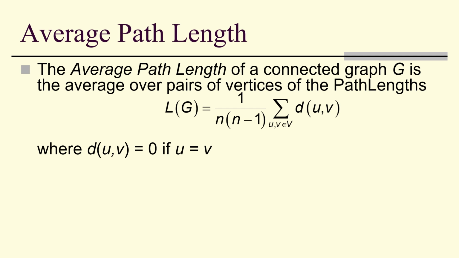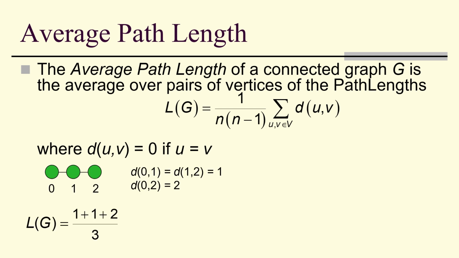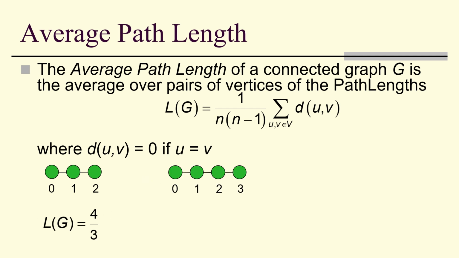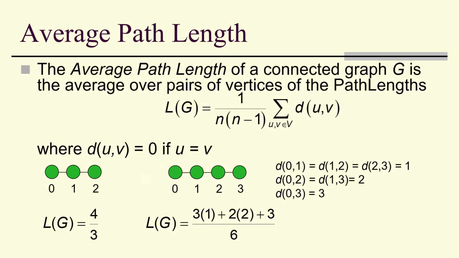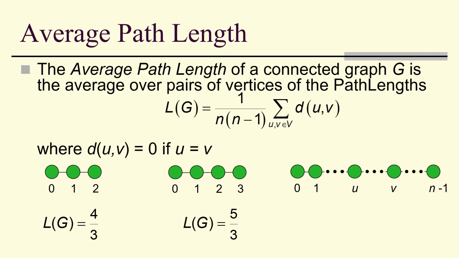The average path length is just the average over all pairs of vertices of the path lengths. So for instance, here we have these path lengths, and the average is 4/3. Here we have these path lengths, and the average is 5/3. And I'll let you figure out the pattern. That's homework.